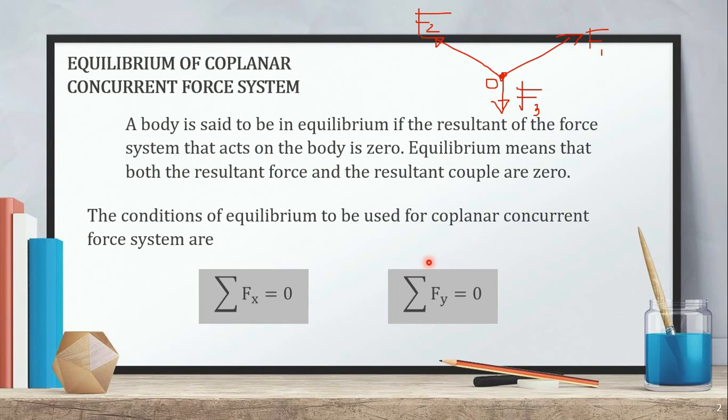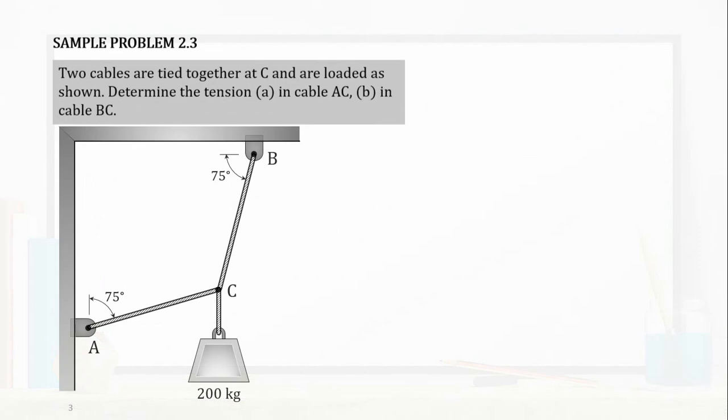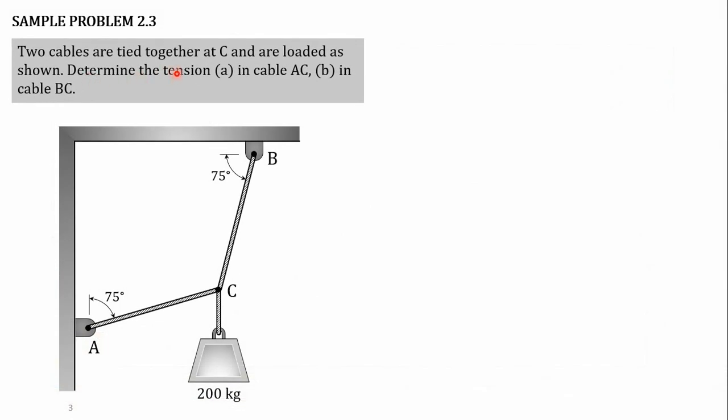So, mag-sample problems tayo para maintindihan talaga. Two cables are tied together at C, ito yung C natin, and are loaded as shown. Determine the tension in cable AC, ito yung AC natin, and cable BC. So, in this figure, may tatlong cable tayo: cable AC and cable BC, and cable, tawagin natin itong point D, and cable CD.